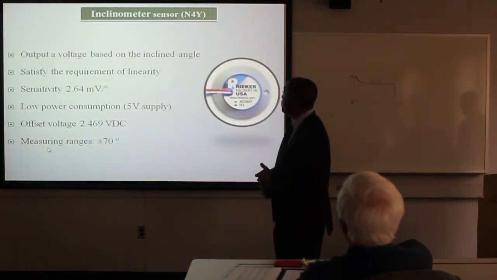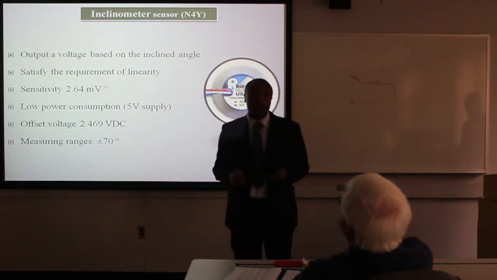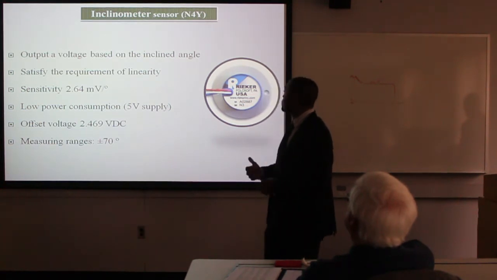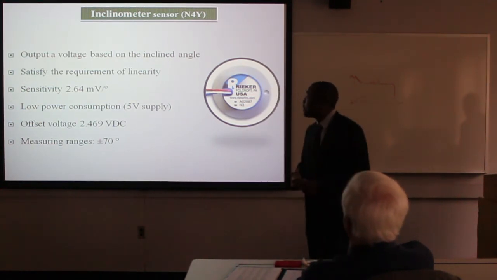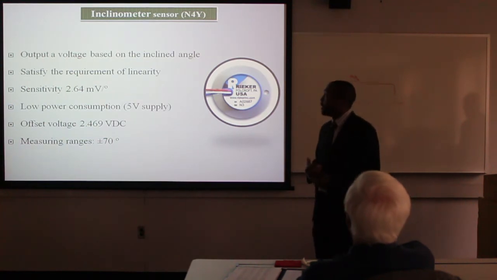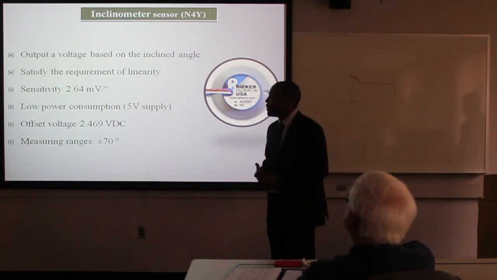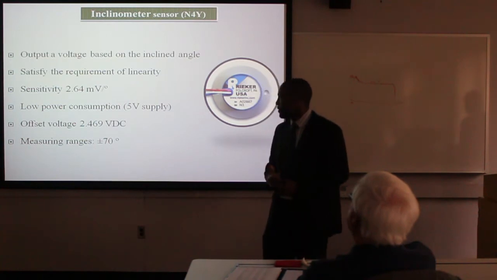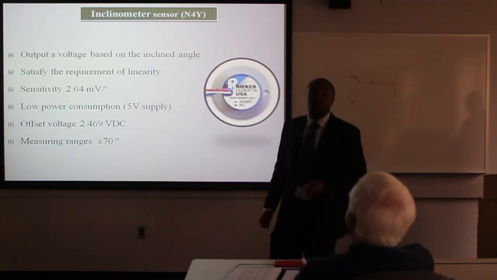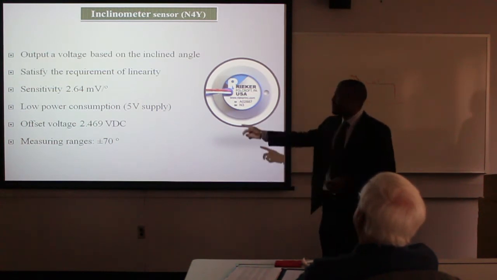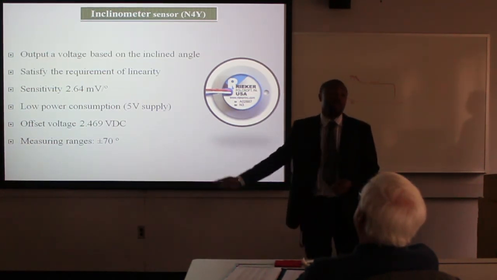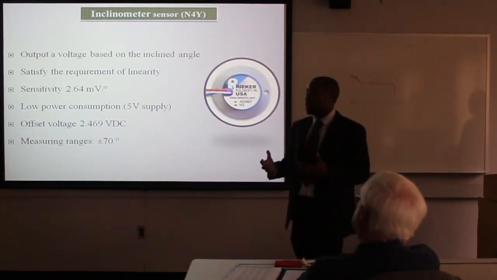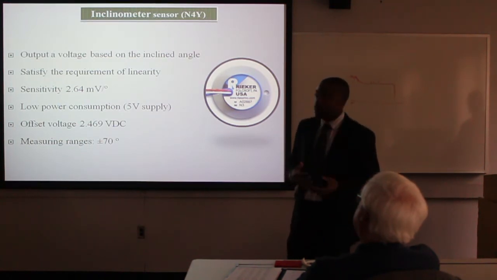Now we use our inclinometer. An inclinometer is just a sensor that measures the angle and outputs voltage depending on that angle. We received two sensors from a record company with a value of $200. They offered us those two sensors, pretty accurate. The characteristic of the sensor from the data sheet was 2.64 millivolt per degree as sensitivity, and low power consumption because we use 5 volt, which is coming from the Arduino board. Offset voltage was 2.469, and measuring angle was from -70 to +70. We met our requirement for the tilt angle because our requirement for a critical angle was 30 degrees.